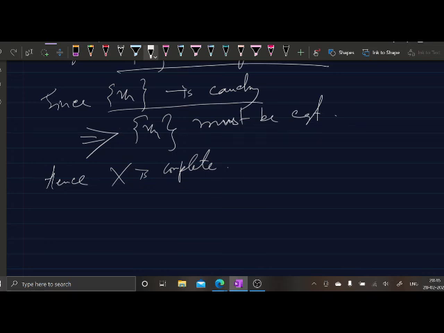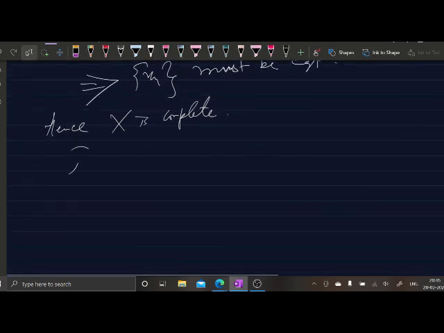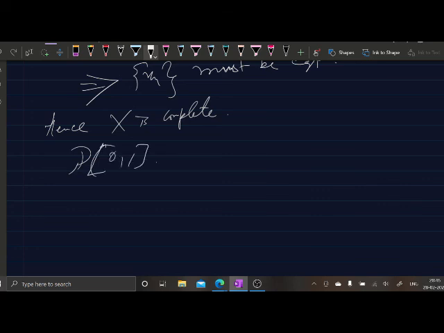Clear? So in a non-Banach space, that is an incomplete space, an absolutely convergent series may not be convergent. If you consider the polynomial space P[0,1] with respect to the sup norm, and take the series with xn equal to x to the power n by n factorial, then this is absolutely convergent but not convergent. So from this you can also say that this space is not complete.